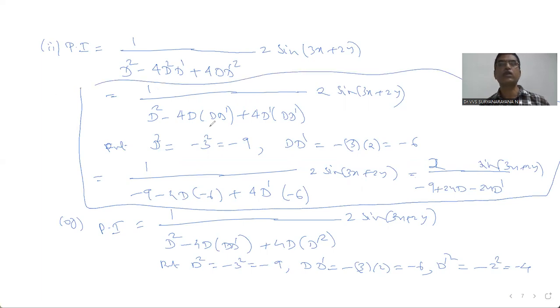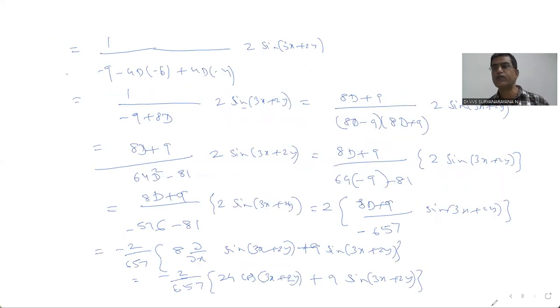So instead of this, from the second term 4d dash d square, we have taken ds common. From the third, here also we have taken only ds common. And we have replaced d square with minus a square, d dash with minus ab, d dash square with minus b square. And we have got this. Okay, so the first step, complementary function, is over. Second step, particular integral, is over. So now we can declare the complete solution, step number 3.